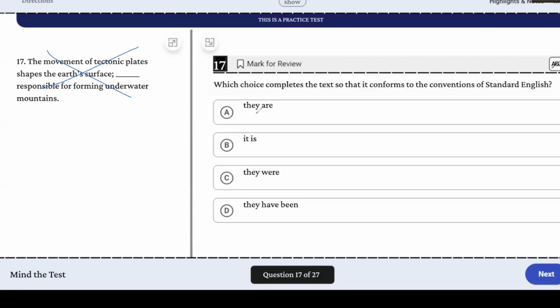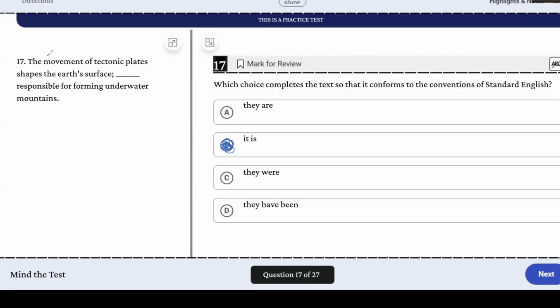But let's see. So we have they are, it is, they were, and they have been as answers. It is the one that is singular. All the others are plural, so it's probably that. But let's check. Let's actually read the sentence. Does it make sense? The movement of tectonic plates shapes the Earth's surface, responsible for forming underwater. It is responsible.